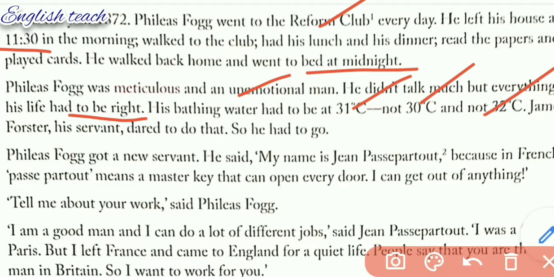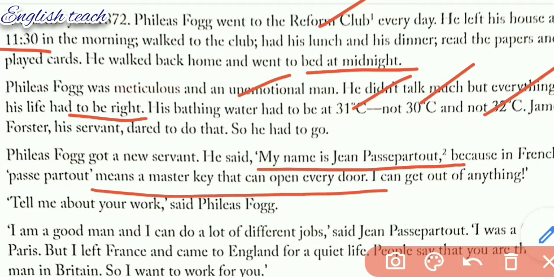And Phileas Fogg got a new servant. He said, "My name is Jean Passepartout." The second servant's name is Jean Passepartout, because in French, passepartout means a master key that can open every door. The meaning of the servant's name is a master key that can open every door. "I can get out of anything." That is the meaning of that French word.